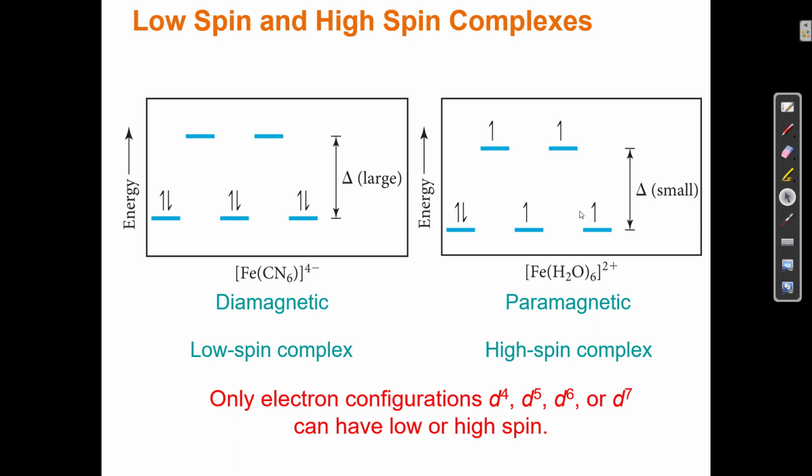So only electron configurations D4, D5, D6, or D7 can have low or high spin. If something is D3, it's always high spin because it goes 1, 2, 3, and they're always unpaired. If something is D2, same, 1, 2, unpaired. D1 is always unpaired. So D1, D2, and D3 are always unpaired, and D8, D9, and D10 are always paired, regardless of where they go, right? Because we'd have 1, 2, 3, 4, 5, and then we'd have 6, 7, 8, 9, 10. So after D8 and so on, we would only have those 2 electrons up here, but then we don't have any gap. There's not an open orbital up here for an electron to jump into.